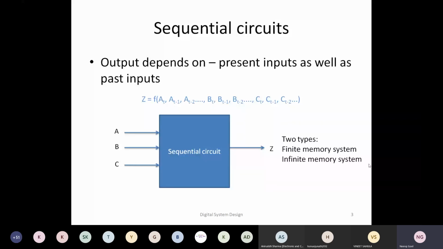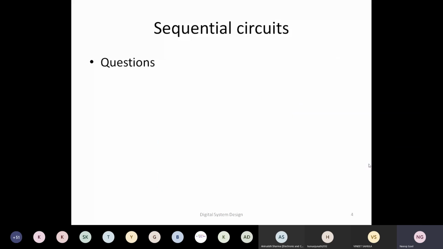So similarly, if we look around in nature, most of the systems are sequential because they don't depend only on the current inputs, but also on the past inputs. But since we are making machines which are supposed to be deterministic, which are supposed to behave in the same way all the time, we have to be very concrete about how many past inputs and what type of past inputs. So several questions would arise here.